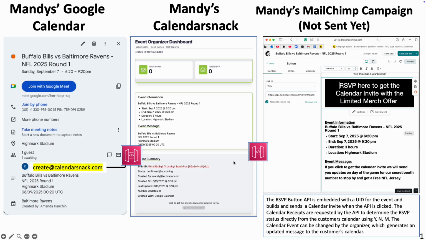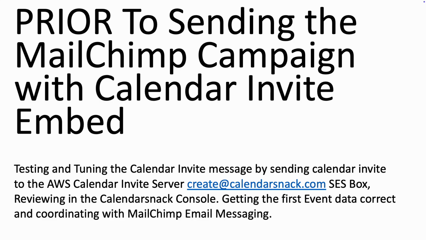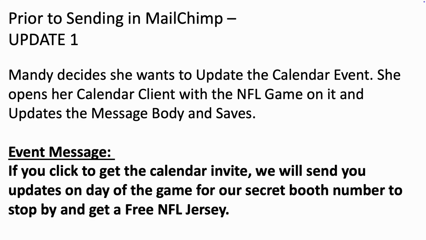And then she's getting ready to firmly commit to the information and testing of the calendar invite button generation, which she's going to insert into here, which is RSVP here to get a calendar invite with a limited merch offer. So she's staging it now. Prior to sending, she's testing and tuning, getting ready to get it finalized. She's sending possibly 1, 2, 3, 4, 5, 6, doesn't matter, prior to sending to this SES box, create@calendarsnack.com. She's reviewing it in the Calendarsnack console, and she's getting the data correct. It's coordinated with the MailChimp email messaging.